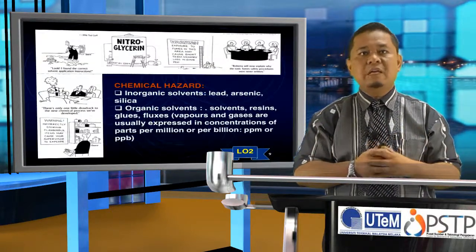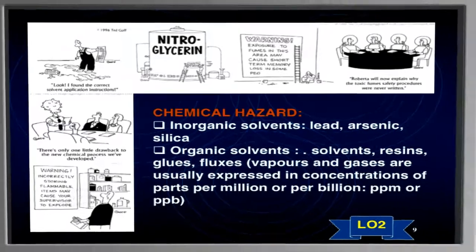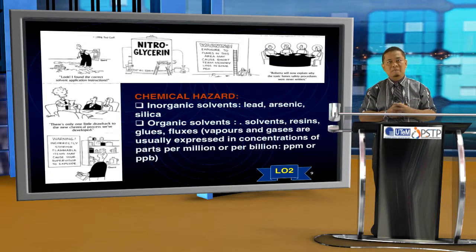The second one, we're talking about the chemical hazards. As you know, in the world now, we are exposed to chemical exposure. Thousands and millions of synthetic chemicals are being produced in factories. Of course, it might affect the workers and also the public. We can divide the chemical hazard into 2 categories. First, inorganic solvents. For example, we have lead, heavy metals like lead, plumbum, arsenic, and silica. Another one is organic solvents, for example, resin, glue, and flux.